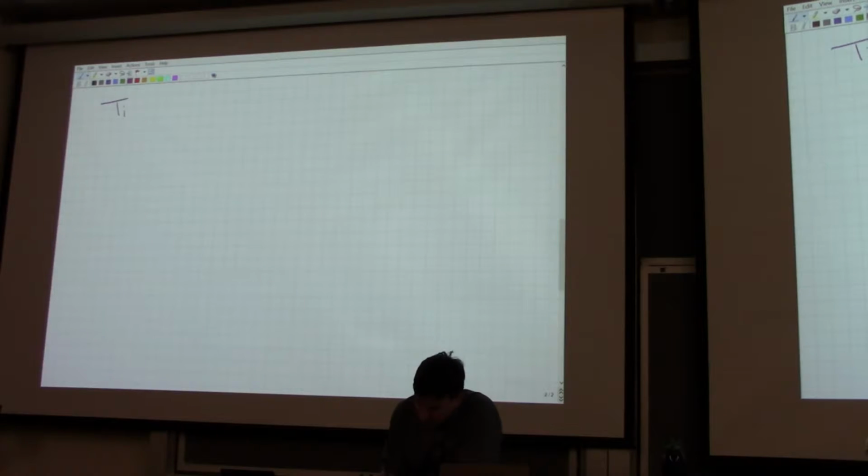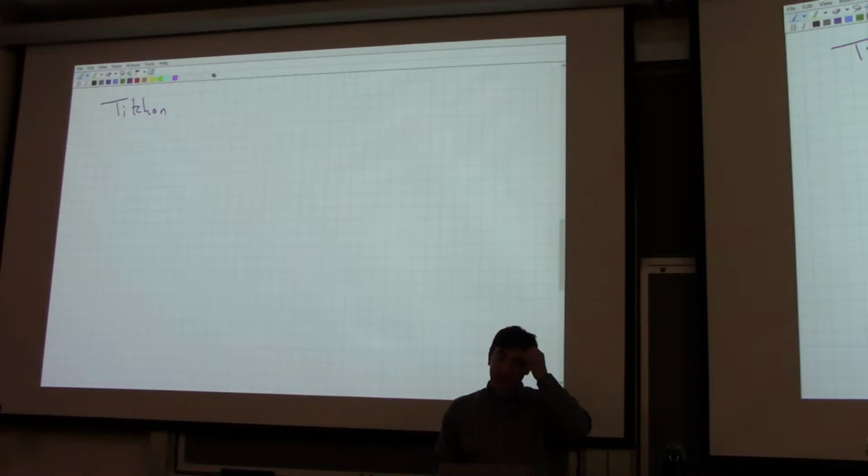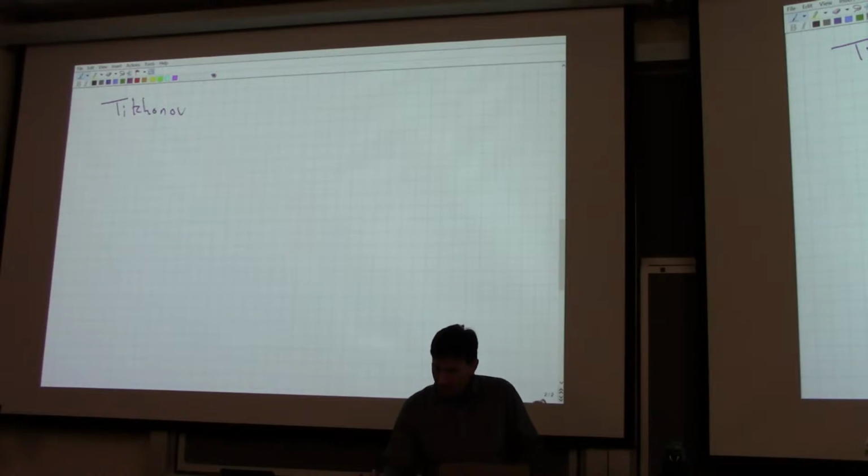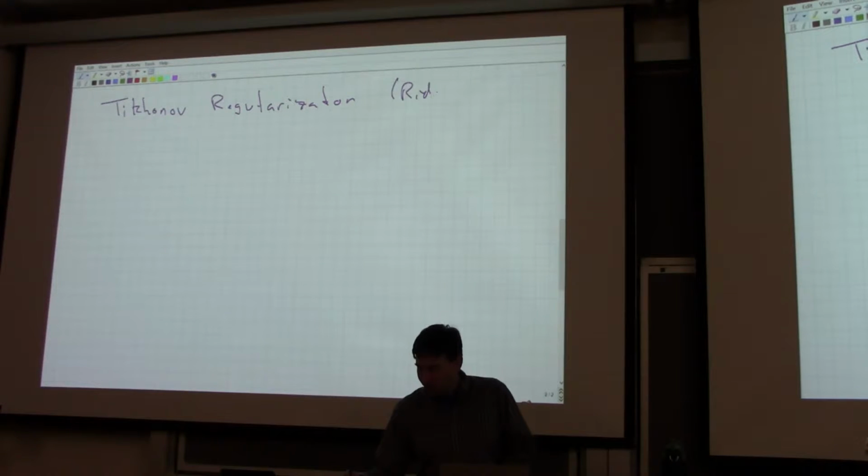Again, the first type is called, let's see if I can spell this right. The good thing about spelling names that are Russian is that if you spell it wrong, probably someone else spelled it the same way wrong before. But I think this is the right spelling, but I'm not Russian, so I don't know. So this technique will be called Tikhonov regularization, or also called ridge regression.